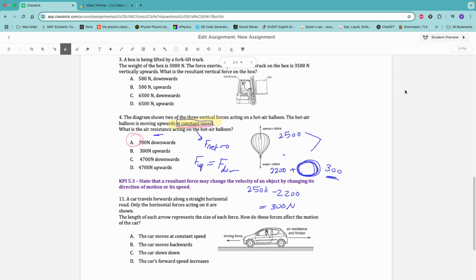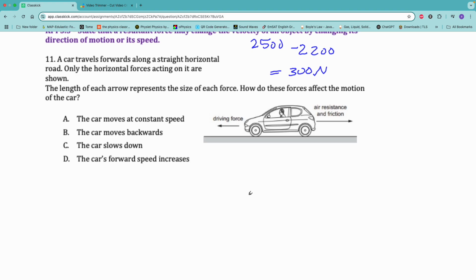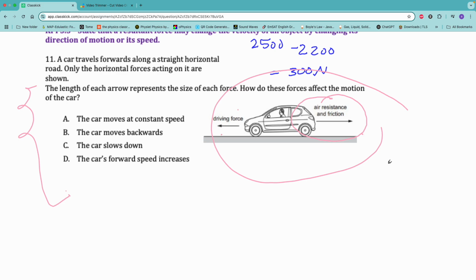Next, in this question, same idea. A car travels forward along a straight horizontal road. Only the horizontal forces acting on the car are represented here. Before going to understand how to answer this question, have a look here. We have no numbers, no information. All information is given as arrows. So we have a forward arrow showing driving force, a backward arrow showing air resistance. Comparing these two arrows, obviously the backward one is greater than the forward force. Why? Because it's longer. Since it's longer, it has a greater magnitude. The length of each arrow represents the size.